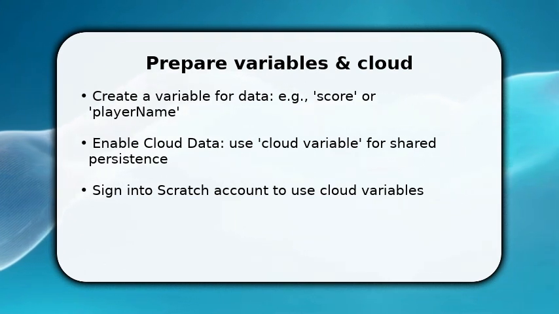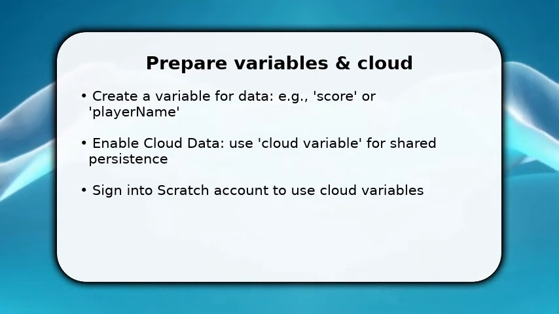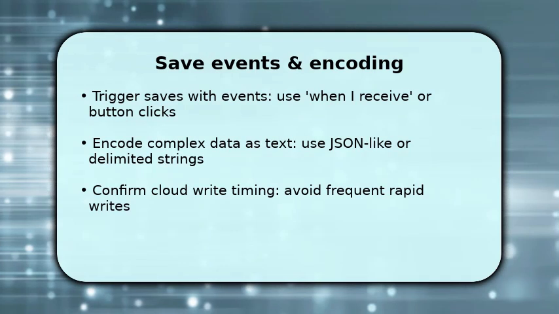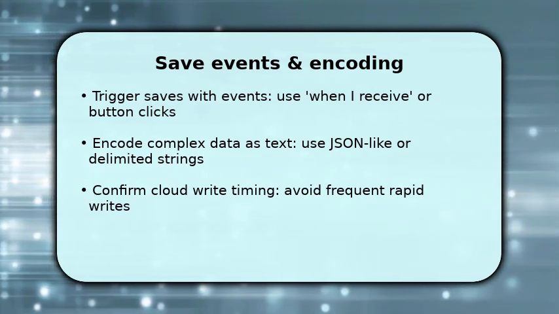Make sure to name cloud variables clearly. Clear names reduce bugs and help you reference them in broadcasts and condition checks later. Next, wire the save action to a clear event, a button, a level complete broadcast, or a timeout.